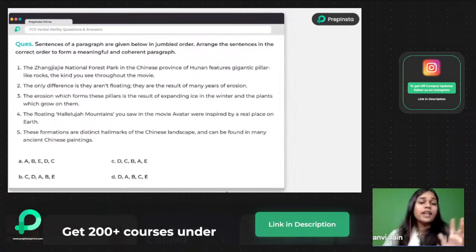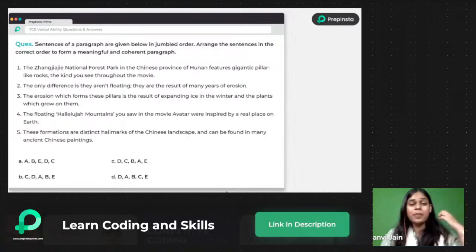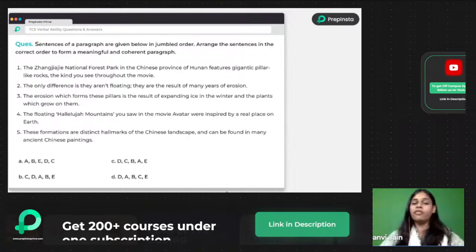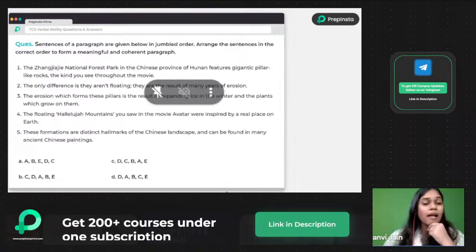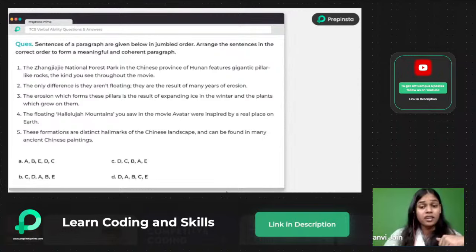The Zhangjiajie National Forest Park in the Chinese province of Hunan features gigantic pillar-like rock, the kind you see throughout the movies. So it's huge pillars, like floating around. The only difference is they aren't floating. They are the result of many years of erosion. The erosion which forms these pillars is a result of expanding ice in the winter and the plants which grow on them. The floating Hallelujah Mountains you saw in the movie Avatar were inspired by a real place on the earth.